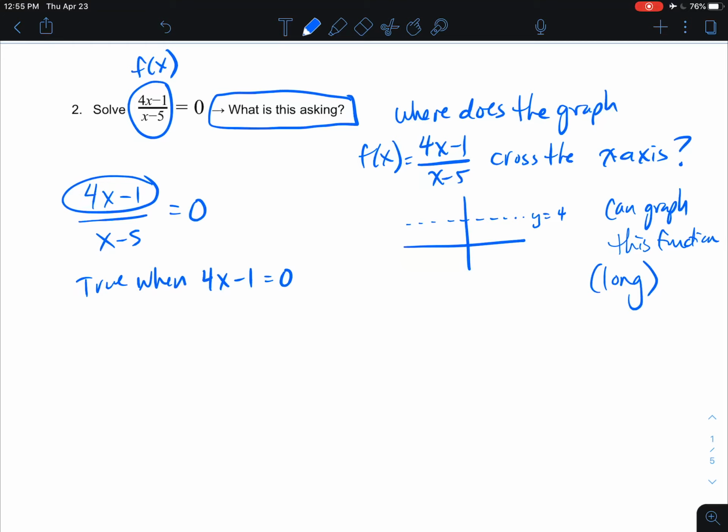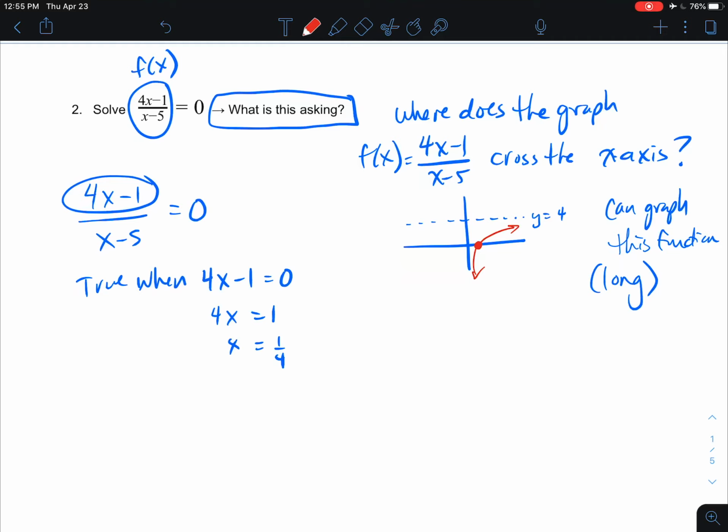So of course we can rearrange this equation, add 1 to both sides, divide by 4 on both sides, and we get x is 1 over 4. So looking on our graph, we know that we would have an x-intercept here at 1 over 4. So our graph probably looks something like this. And then the horizontal asymptote would be at 5.